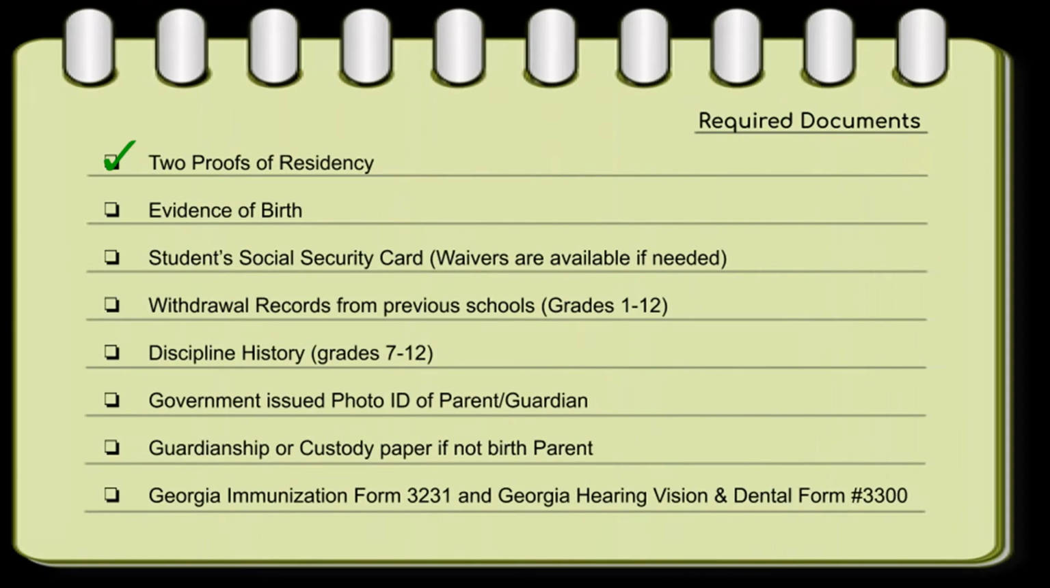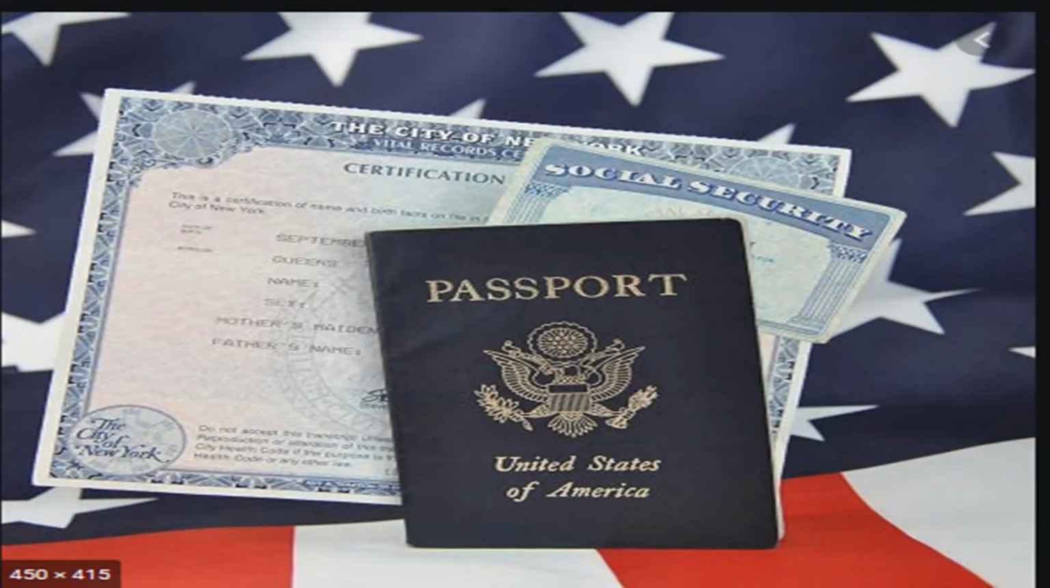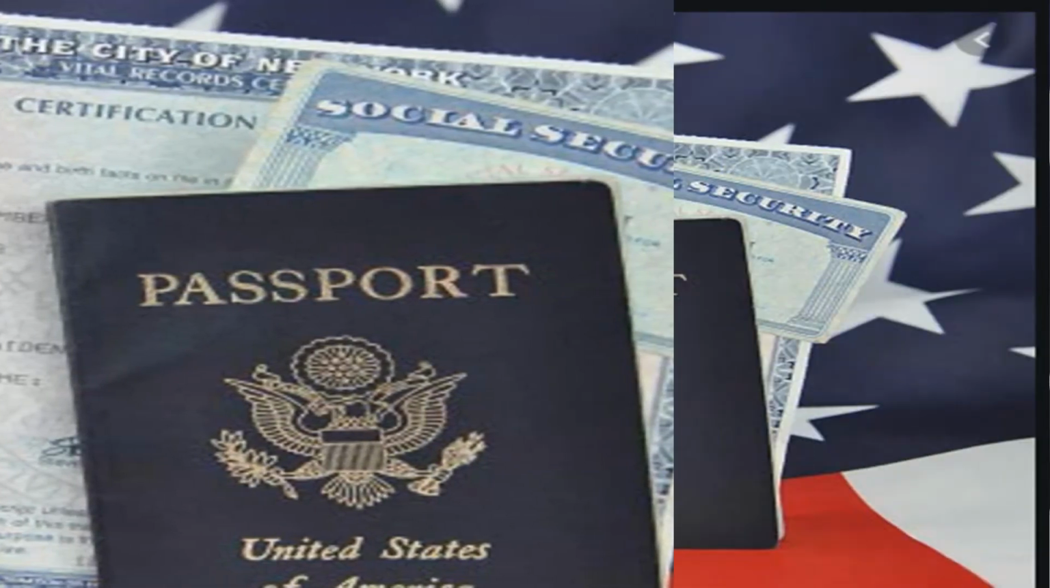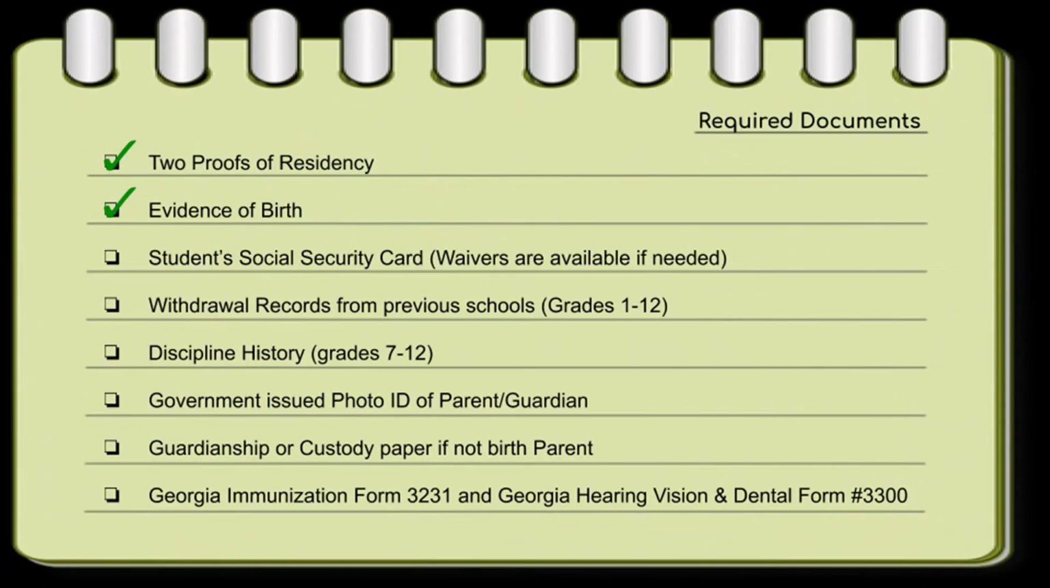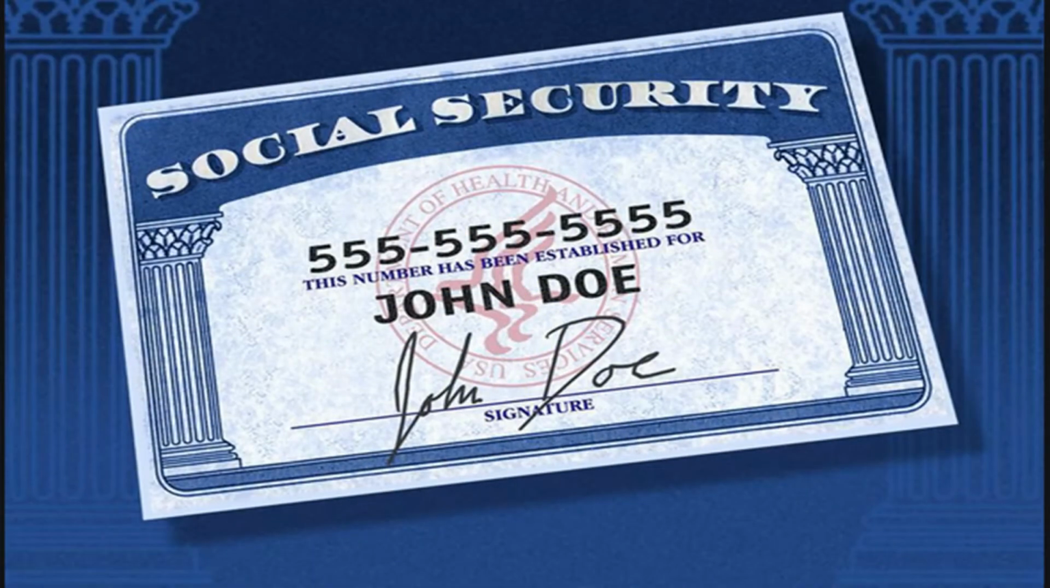Next, parents or guardians should obtain evidence of birth. Evidence of birth can be verified by a birth certificate, a passport, an adoption record, or a sworn affidavit of a practicing physician. Parents and guardians are also required to verify the student's Social Security number. This can be verified by providing a copy of the student's Social Security card. Waivers are available for parents and guardians when needed.